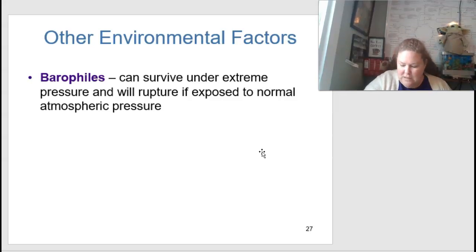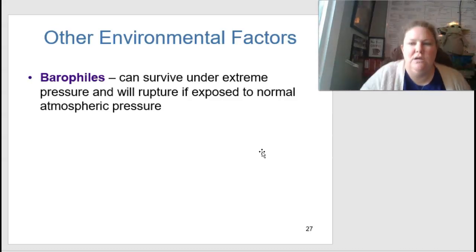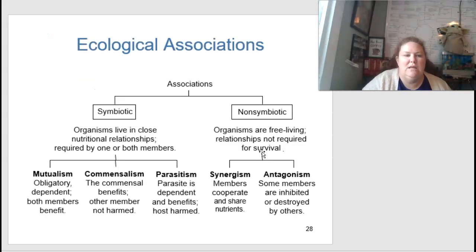So things basically are, they like what they like. And if you get them outside of their happy zone, things are going to happen.